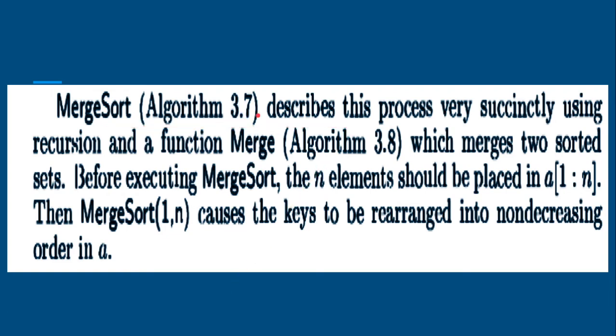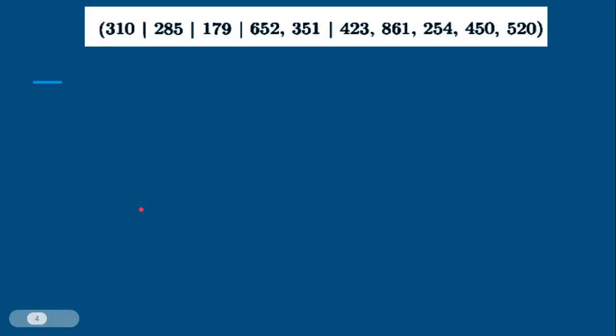Merge sort describes the process very succinctly using recursion and a function merge, which merges two sorted sets. Before executing merge sort, the n elements should be placed in the array A[1:n], and merge sort(1, n) causes the keys to be rearranged into non-decreasing order in the array A. So this is what the merge sort algorithm does. Let us see how the algorithm works. Before that, let us see with an example.